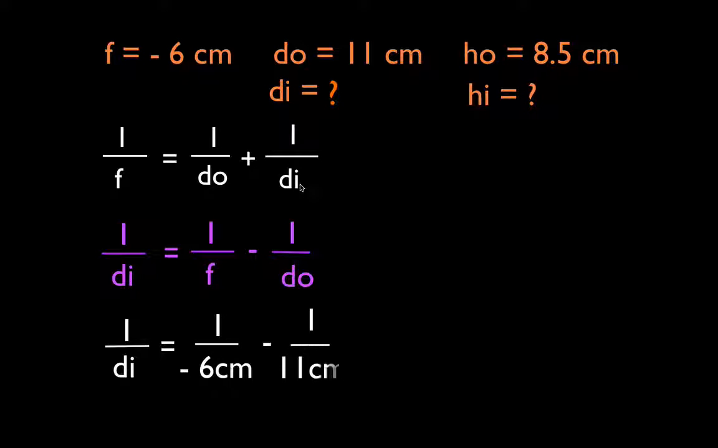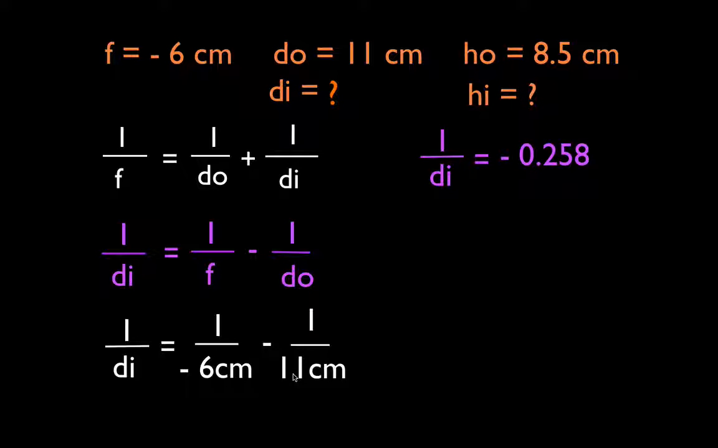And it's important to remember that we're going to write down 1 divided by negative 6 minus 1 over 11, because we said concave lenses have negative focal lengths. Convex lenses have positive focal lengths, but concave lenses have negative focal lengths. We got to take this negative through and carry it through all of our problems. Okay, so now you can simply do this on your calculator. 1 divided by minus 6 minus 1 divided by 11.